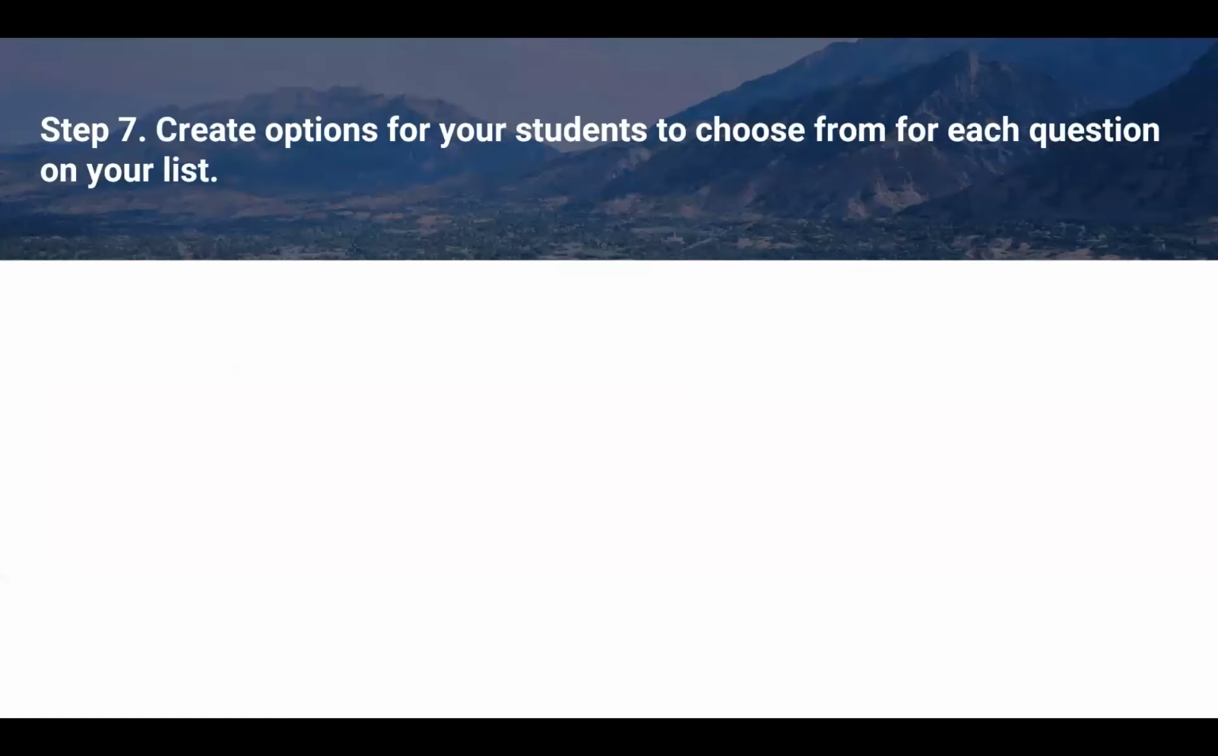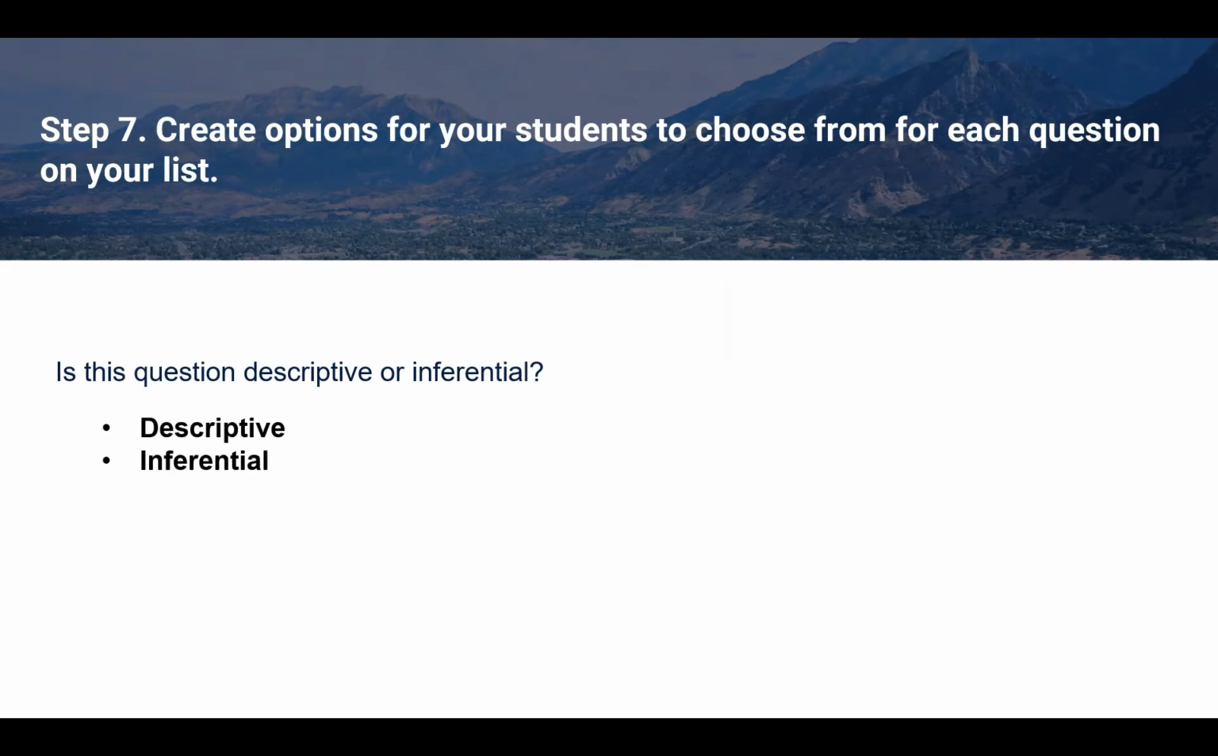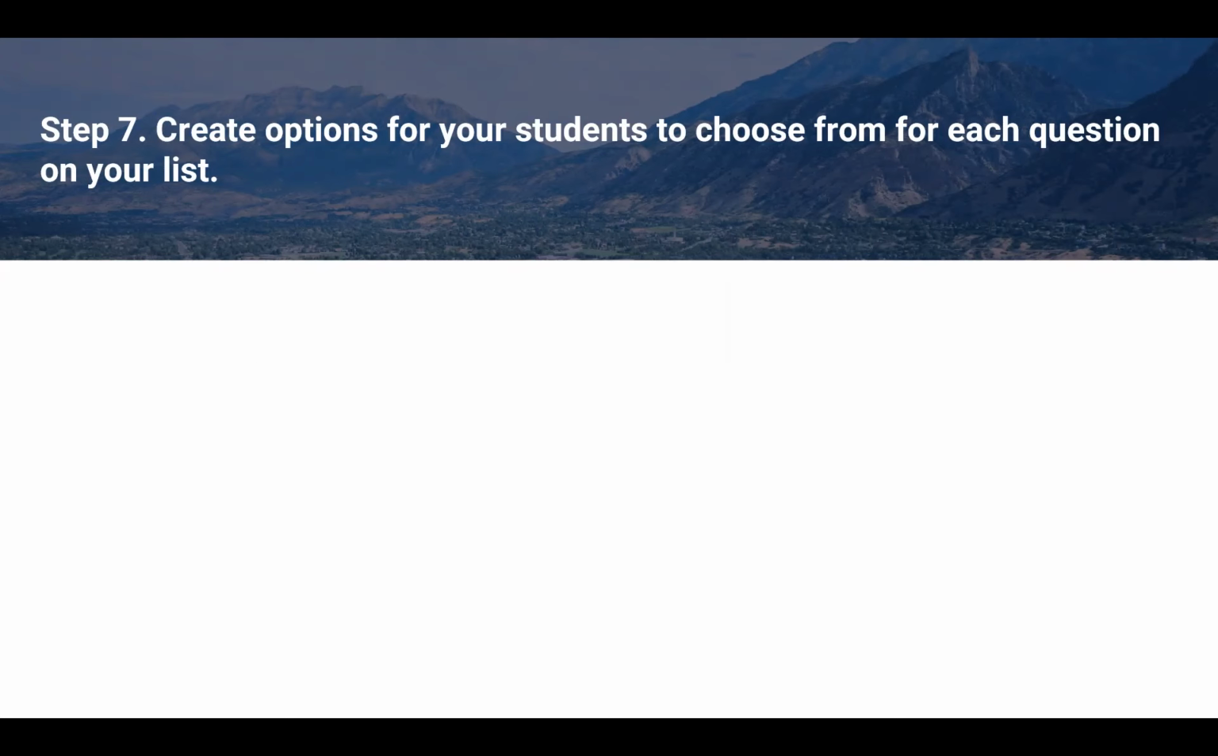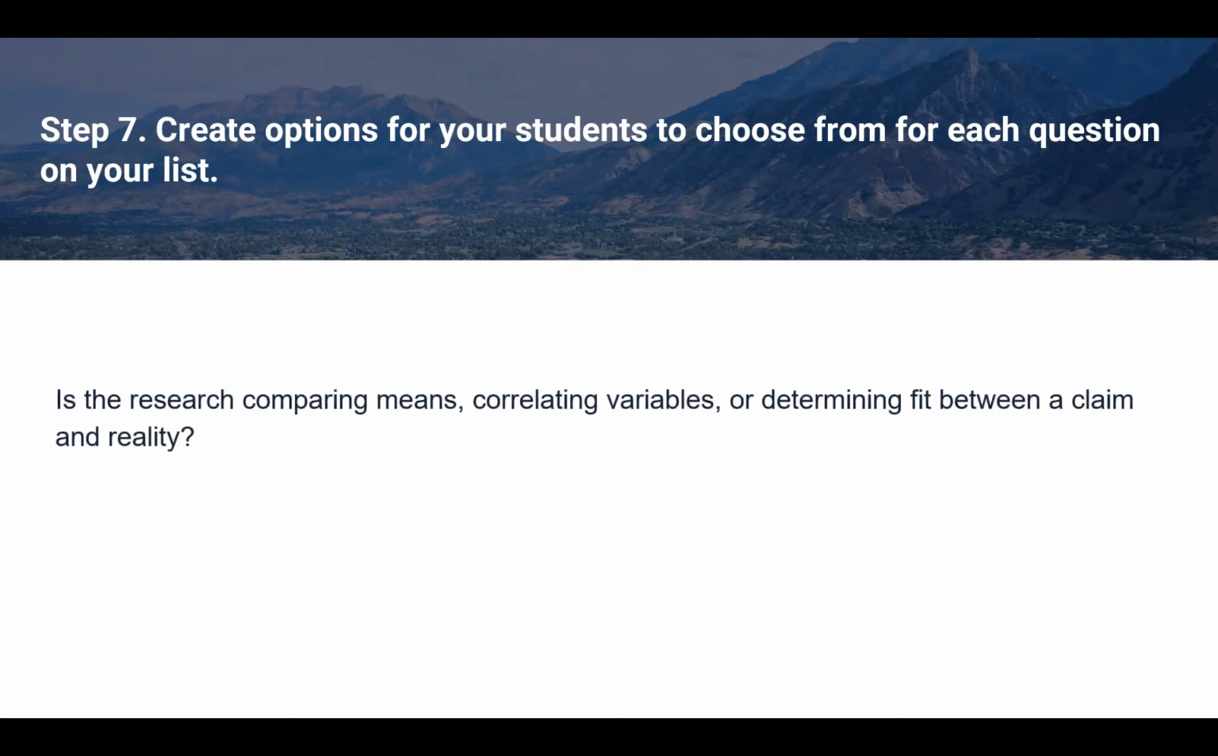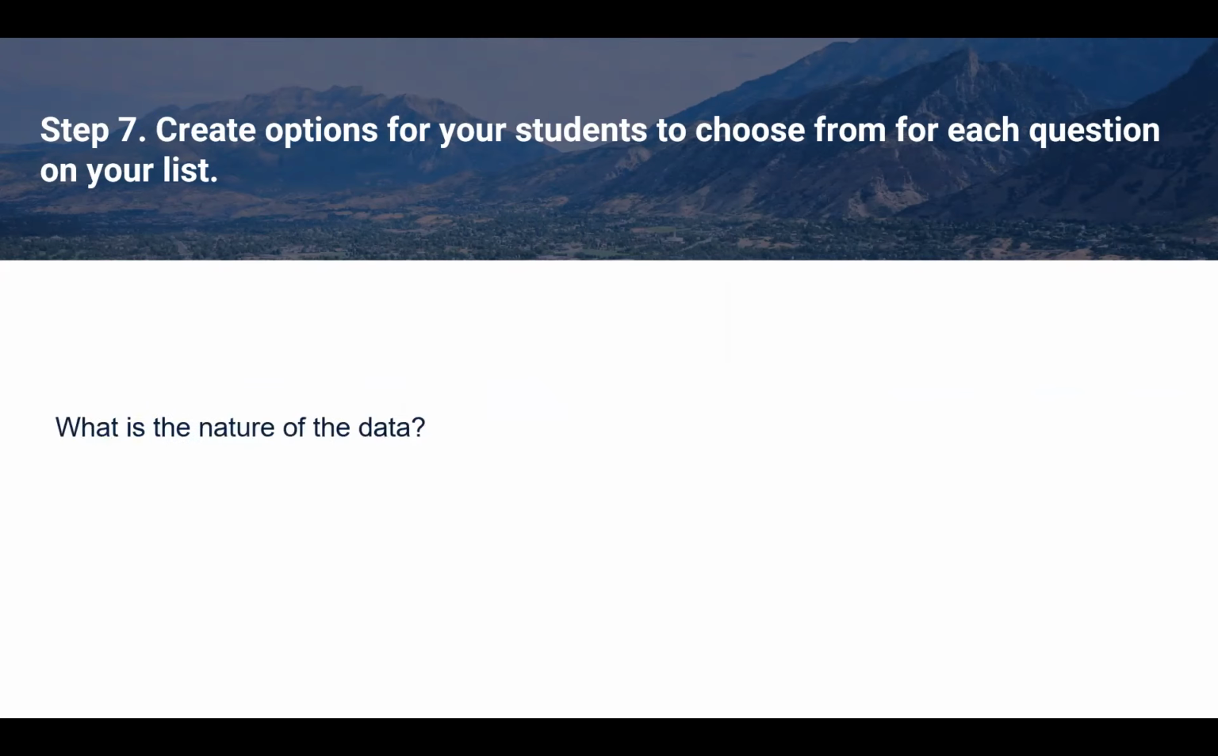Step 7, create options for your students to choose from for each question on your list. In our statistics example, the first question asks whether the problem is descriptive or inferential. So the options the students have to choose from would simply be descriptive and inferential. The same goes with this next question, since the three options are listed in the question itself. However, the next question will be different.